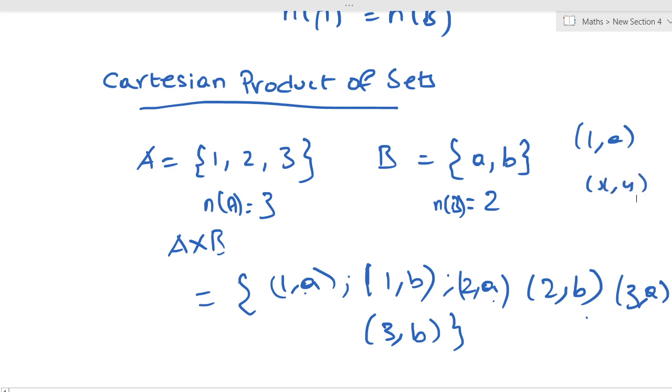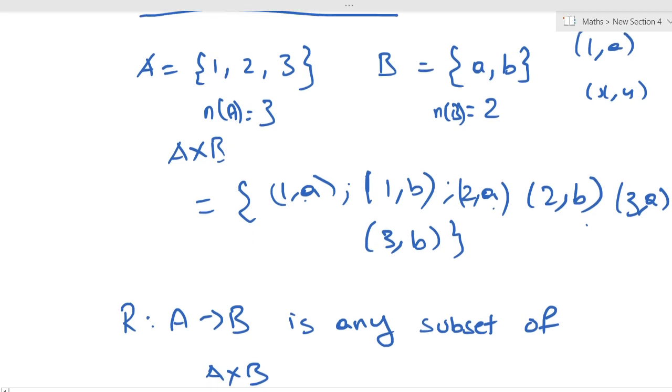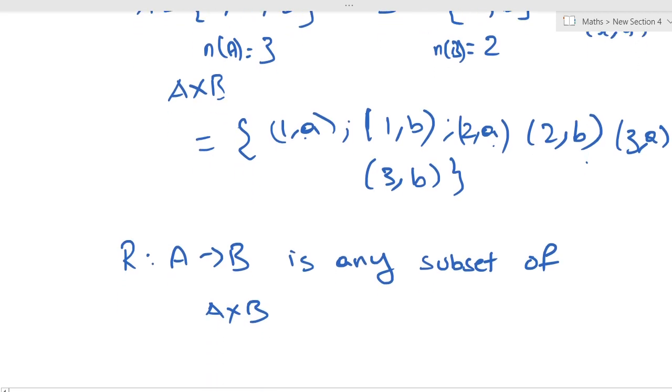Okay, so this Cartesian product is a set itself. The elements of this set are ordered pairs. We say that a relation between A and B is any subset of this Cartesian product A into B. So if we take 1 comma a, there's a relation between A and B. So 1 comma a, 1 comma b, 2 comma a. If you take any subset of this A into B, we'll get a relation of A and B. Okay.